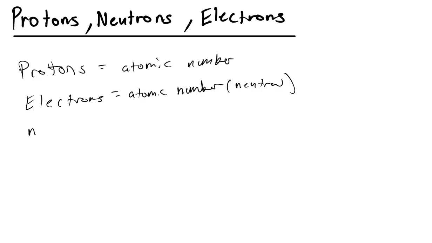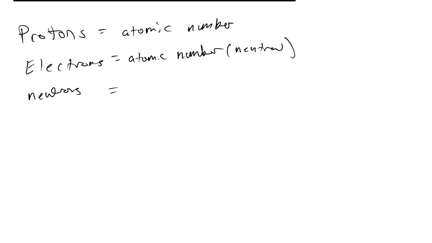And then with regards to neutrons, neutrons is going to be equal to, well, we're going to need a formula, so it's going to be equal to the mass number minus the atomic number. Which, when you think about it, makes sense, since the mass of an atom would be composed of the atomic number, which would be the protons, plus the neutrons, right?